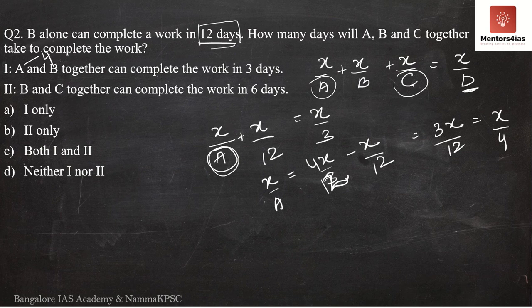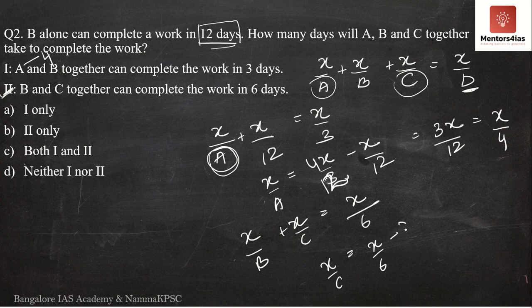Similarly, in order to find out the number of days taken by C, I'll need the second statement. I'll have to consider the second statement, which says X by B plus X by C is equal to X by 6. Therefore, X by C is nothing but X by 6 minus X by 12, or I could say 2X by 12 minus X by 12. This is nothing but X by 12 itself. Now don't you think we should be able to find out the value for D? Of course we can.